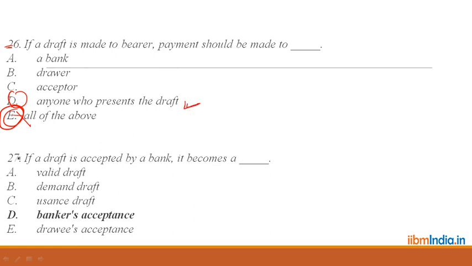Question number 27. If a draft is accepted by a bank, it becomes a valid draft, demand draft, usance draft, banker's acceptance, or dry acceptance. If a draft is accepted by a bank, it becomes a valid draft, demand draft, banker's acceptance, or dry acceptance.